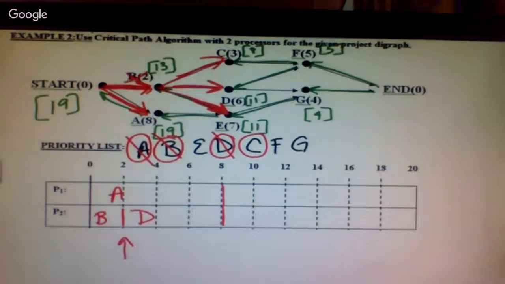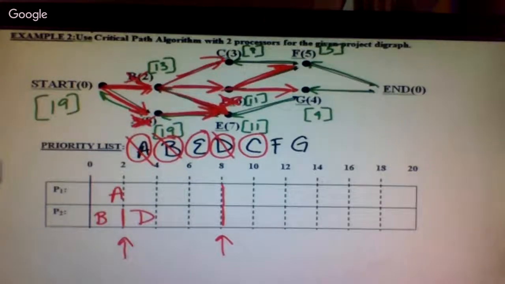At 8, both processors are done. So A is done, which led into E, which makes E now ready. And we've also finished with D. D led into F. Is F ready? No. D also leads into G. Is G ready? No. Why is F not? C leads into F. Okay, good question. So my only two ready ones are E and C now.